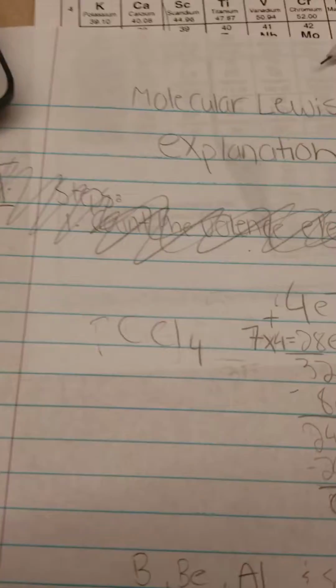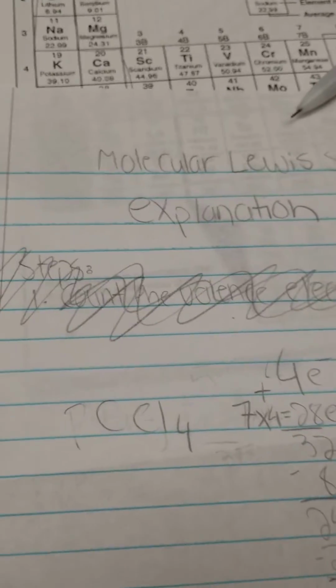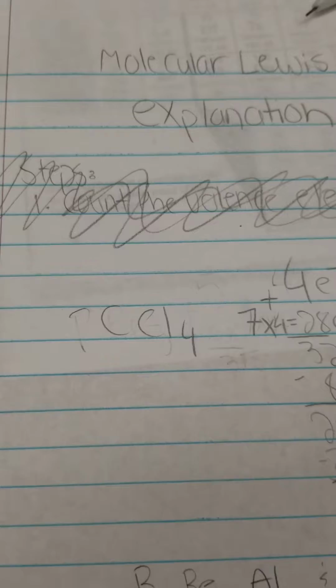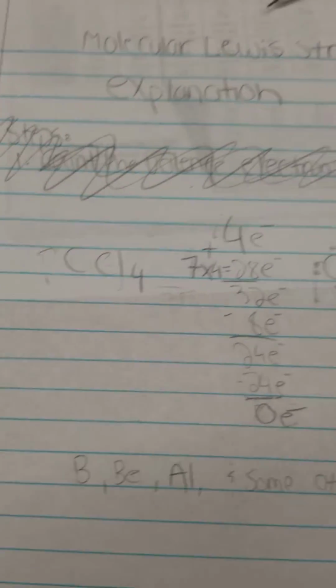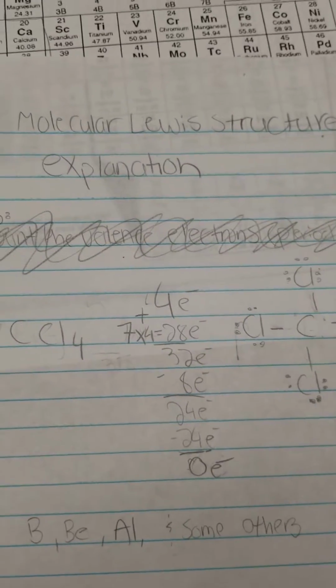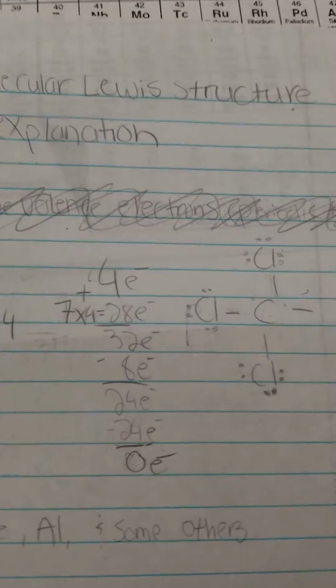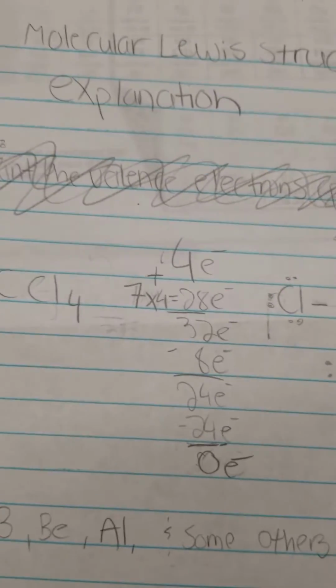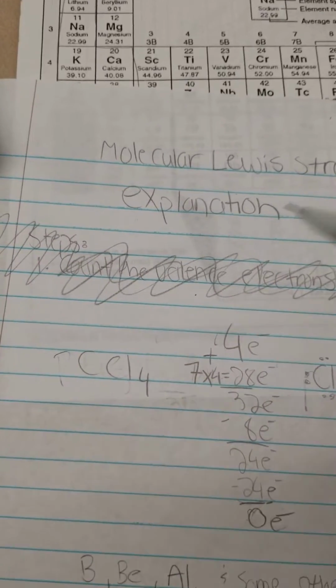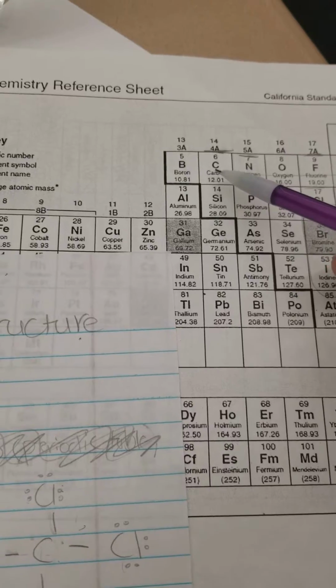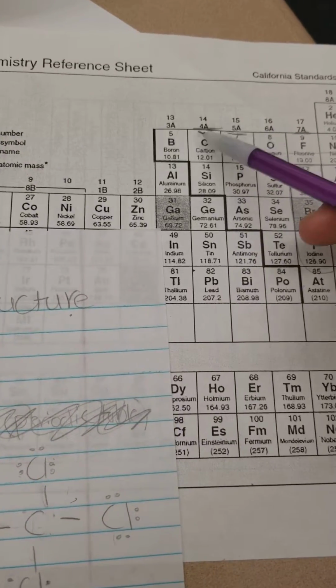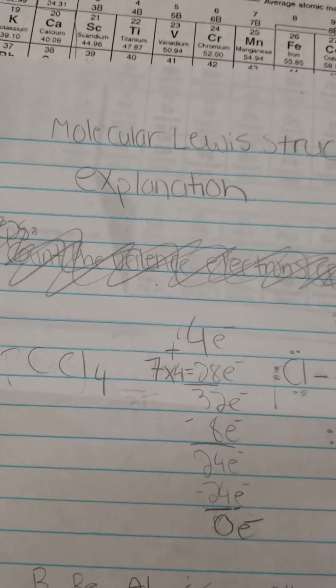I had a problem ready. CCl4, carbon and then 4 chlorines. I chose this one. It's a lot easier than other ones. Alright, so what you want to start off by doing is that you want to do the calculations first. You start off by the 4 electrons. I got the 4 electrons from the carbon on the periodic table right there. 4A, 4 electrons, goes at the very top.